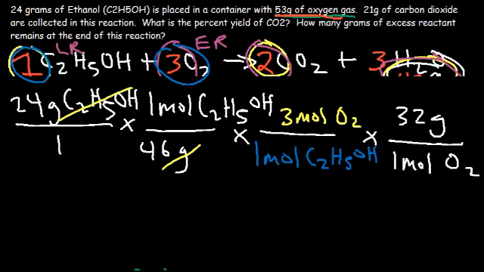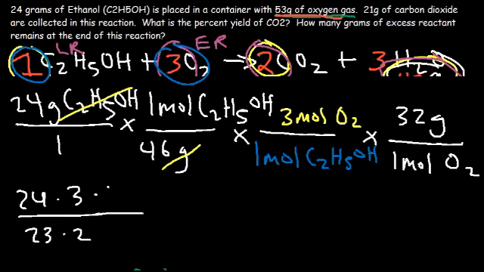So now we have some math to work with. So we have 24 times 3, 46 is 23 times 2, and 32 is 16 times 2. So we could at least cancel the 2's.